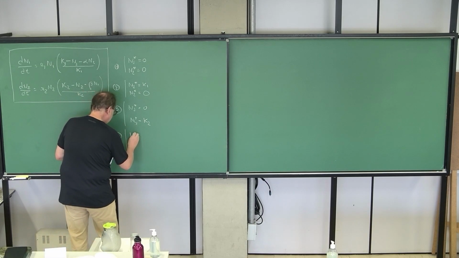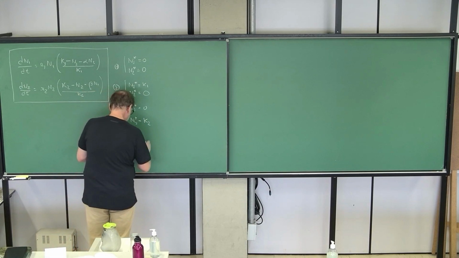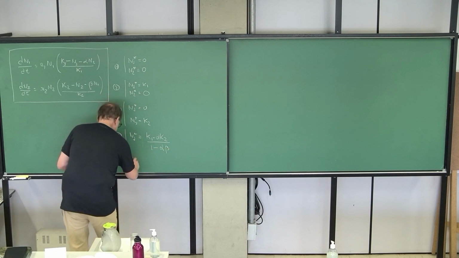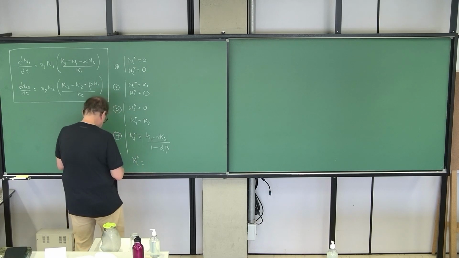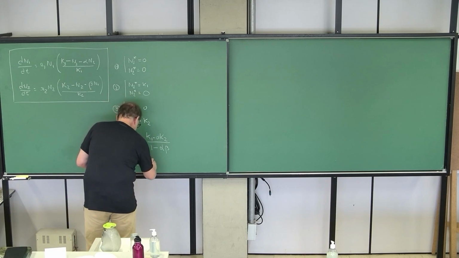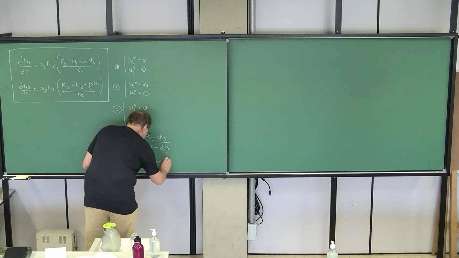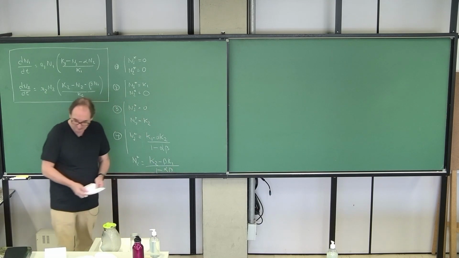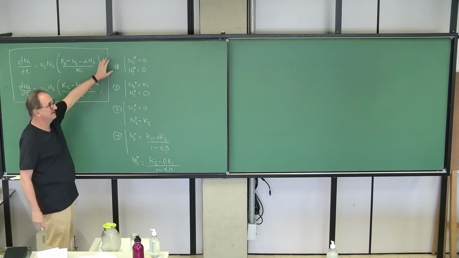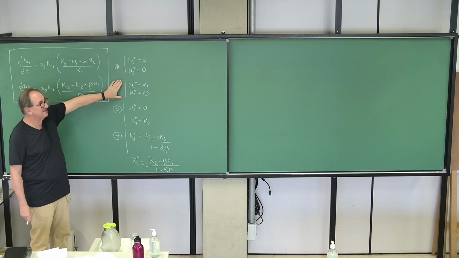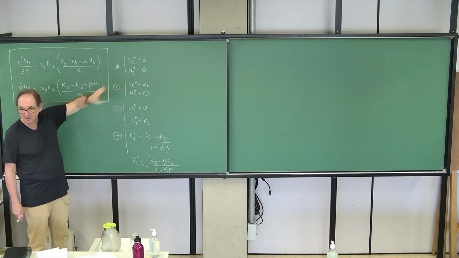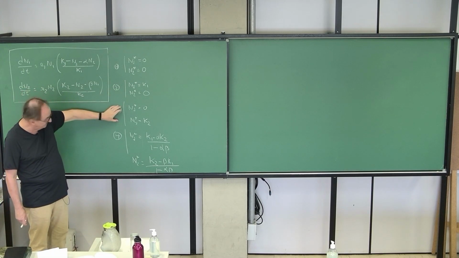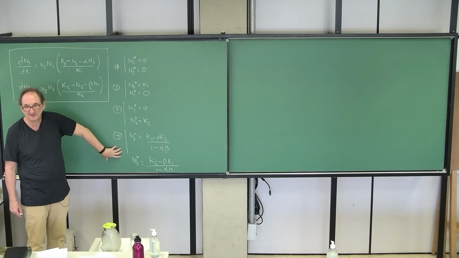N1* is (K1 - alpha K2) over (1 - alpha times beta), and N2* is equal to (K2 - beta times K1) over (1 - alpha beta). Okay? So these were the fixed points. This is no populations at all. This is population 1 at carrying capacity, population 2 eliminated. This is vice versa with this one, and this is in principle a coexistent fixed point.